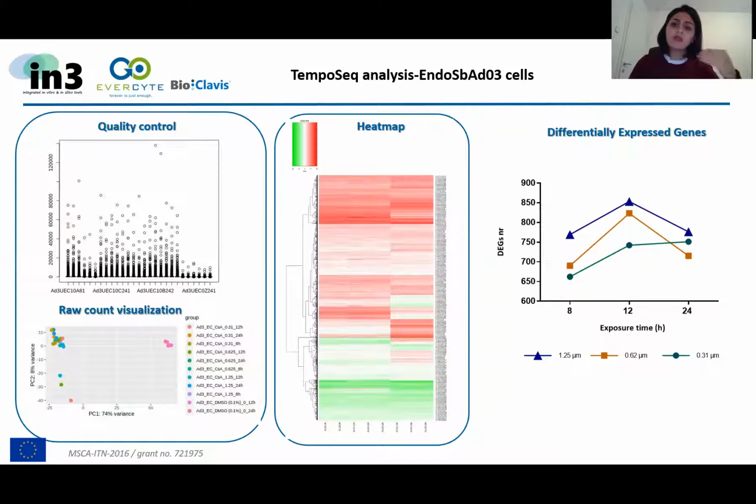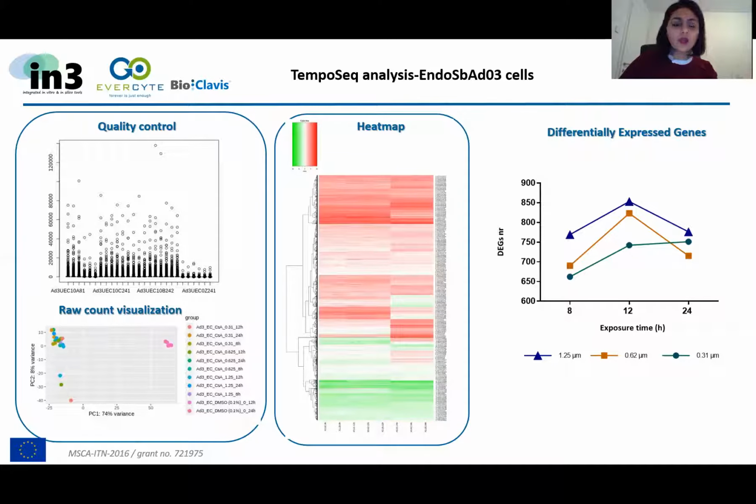And the reason we didn't go for higher concentrations and higher time points is that in TempO-Seq we are checking the RNA transcriptome of the cells. So we didn't want to go for, for example, IC50 or something. We wanted to stay in sublethal concentrations, even IC5, sorry, IC10, to know really what's happening in the transcriptome of endothelial cells.